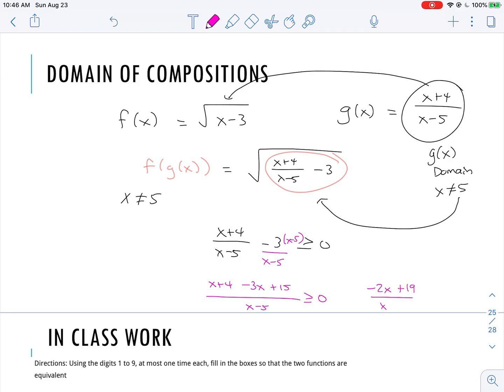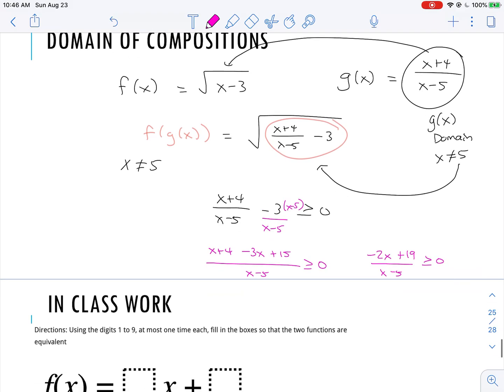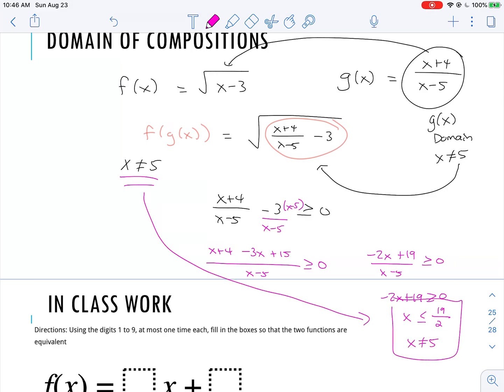Combine like terms, and I have negative 2x plus 19 over x minus 5 has to be greater than or equal to 0. I can multiply both sides by x minus 5. I already know that x can't equal 5. If I do that, 0 times anything is 0, so negative 2x plus 19 is greater than or equal to 0. Subtract the 19 over and divide by negative 2. Remember, when you divide an inequality by a negative, you flip the sign. So x has to be less than or equal to 19 over 2, and x can't be 5. That would be the domain of that composition of functions.